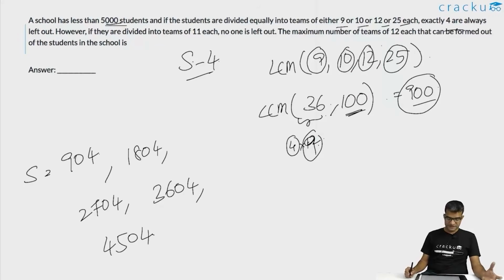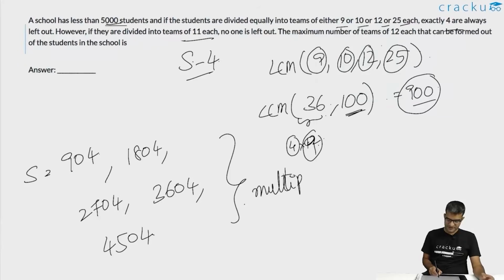Now we are told that if the students are divided into teams of 11 each, no one is left. That is, one of these has to definitely be a multiple of 11. That will be the value of S. Which of them is a multiple of 11? To calculate if a number is a multiple of 11, the easiest thing to do is to figure out the sum of the digits in the even places and sum of the digits in the odd places. If the difference between both of these sums is a multiple of 11, the entire number will be a multiple of 11.